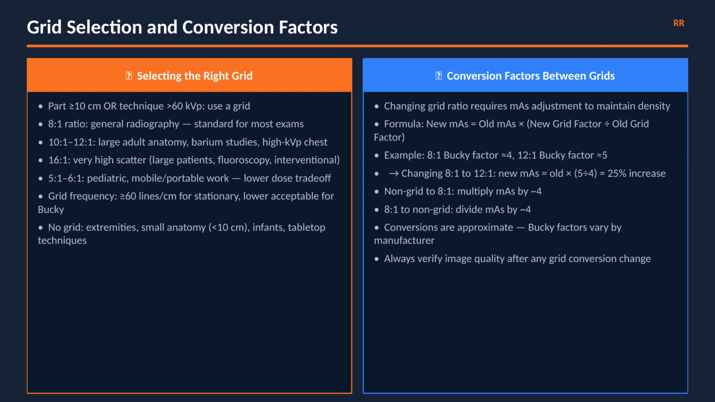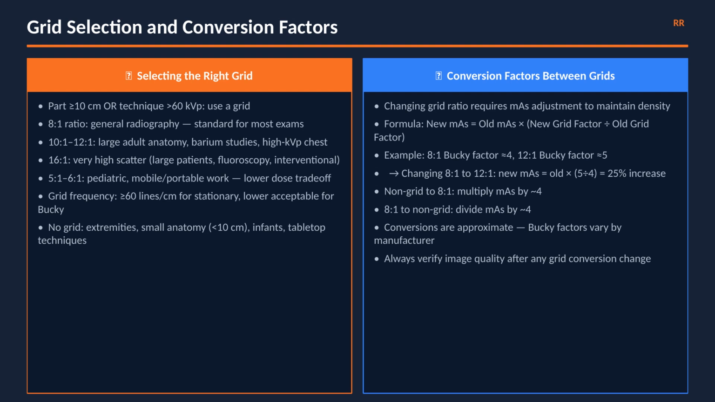Low Bucky factor, less dose penalty. Acceptable scatter cleanup for thinner patients. 8:1, the standard for general radiography. Most adult examinations: AP chest, abdomen, pelvis, spine. Adequate scatter control for typical adult anatomy.